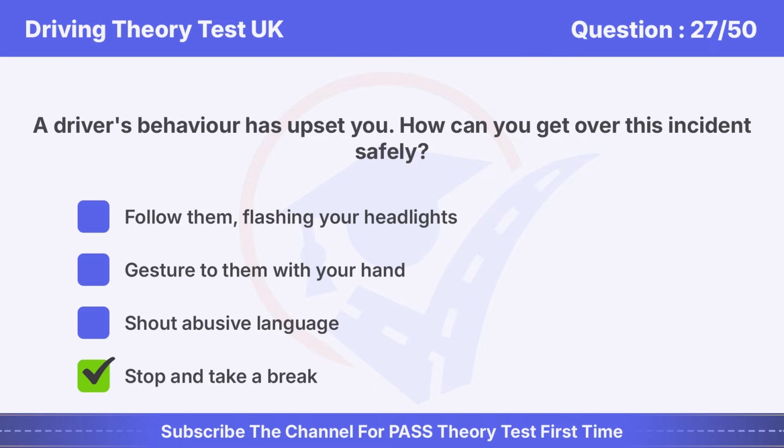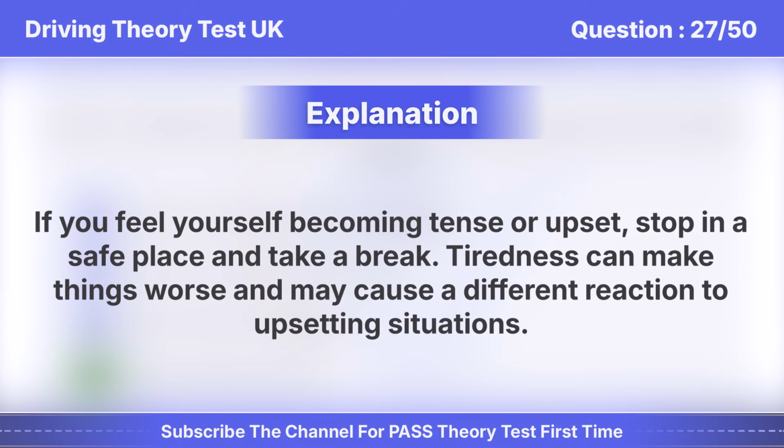Answer is D. Stop and take a break. If you feel yourself becoming tense or upset, stop in a safe place and take a break. Tiredness can make things worse and may cause a different reaction to upsetting situations.